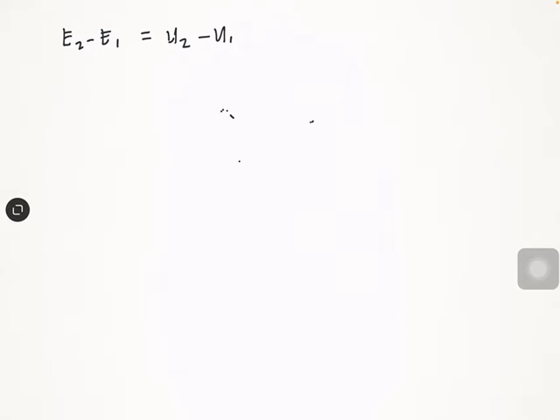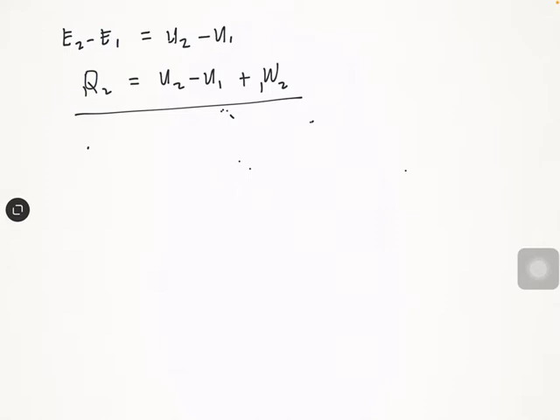Neglecting the secondary quantities, which are the potential and kinetic energies, here we have the heat Q1 to 2. This is equivalent to U2 minus U1 plus work from 1 to 2. So this is our basic formula for the first law of thermodynamics.